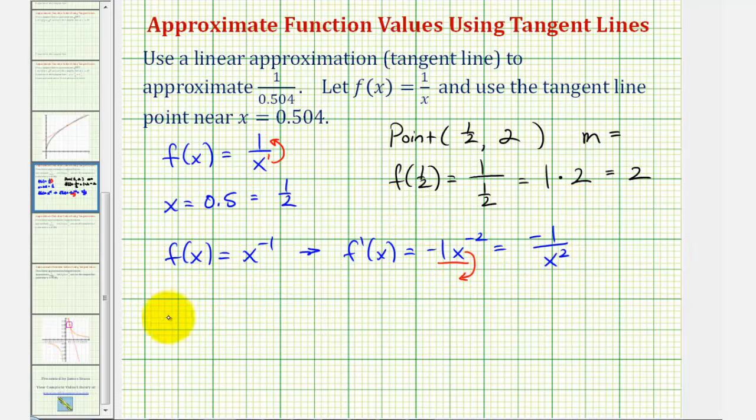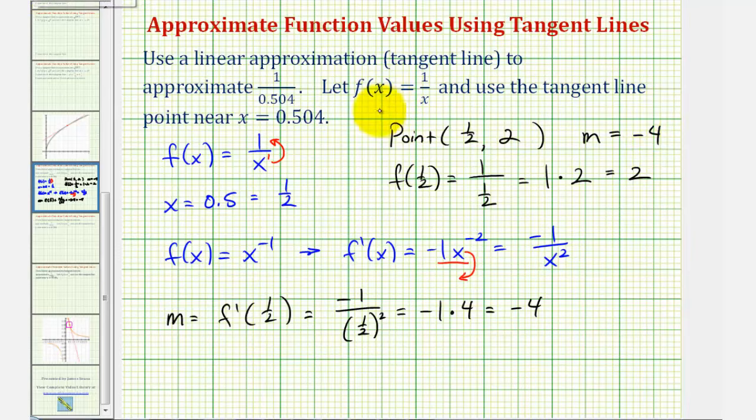And therefore, the slope of the tangent line would be equal to f prime of 1/2, which would be equal to -1 divided by 1/2 squared. Well, 1/2 squared is 1/4, so we have -1 divided by 1/4, or times 4/1, which is equal to -4. So the slope of our tangent line at x equals 1/2 is -4. So now that we have the point of tangency and the slope of the tangent line, we can find the equation of the line and then make our approximation for the given quotient.